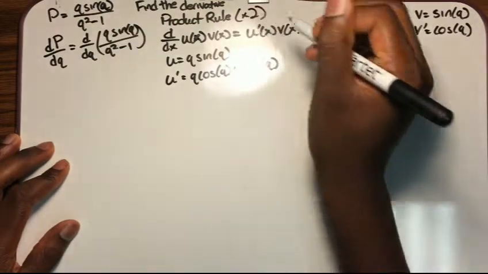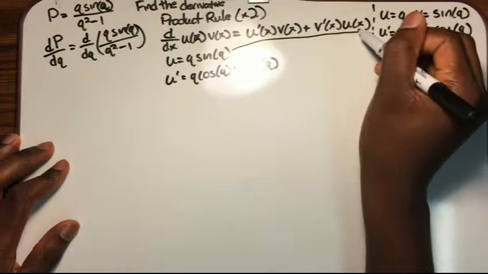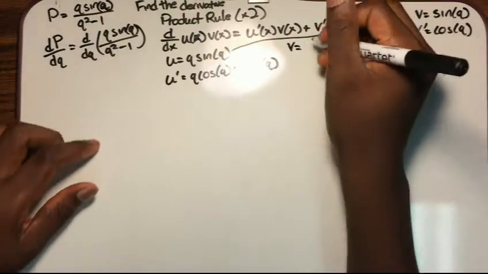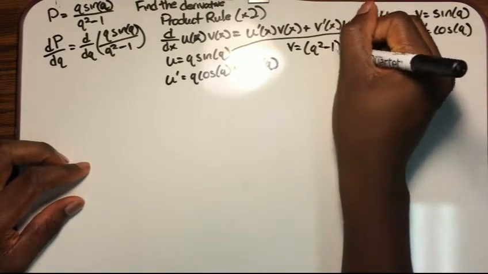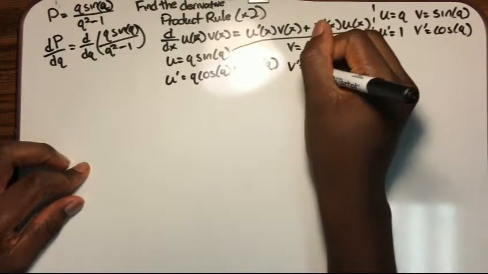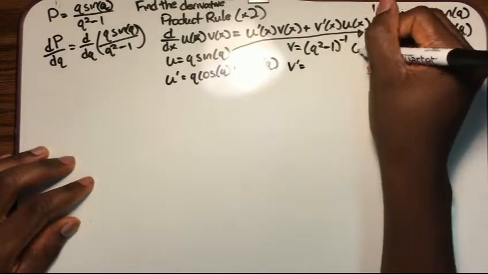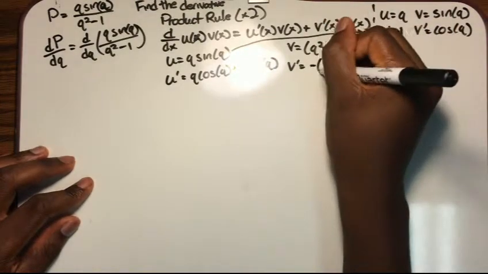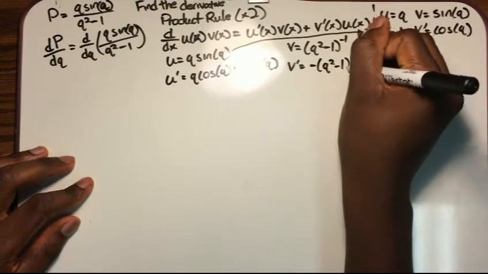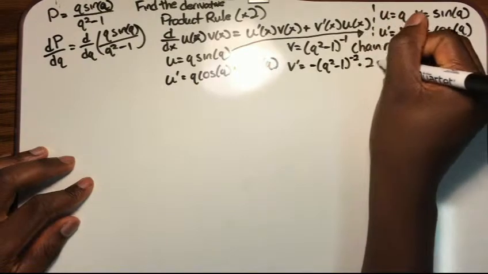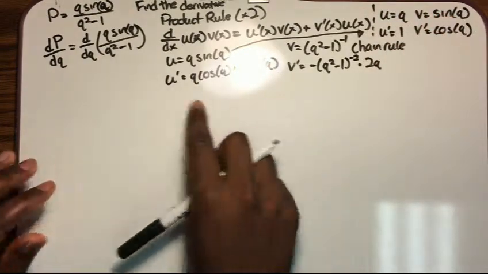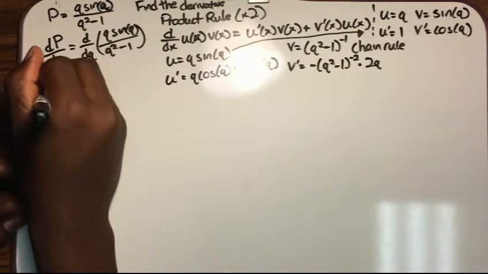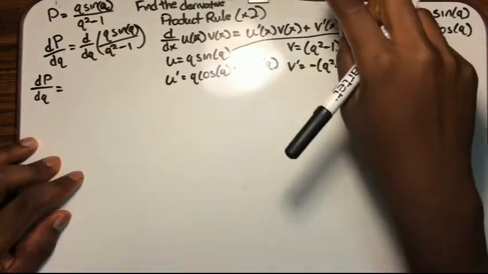So we went from here and we realized that we couldn't just take the derivative of this, we had to use the product rule twice, and took it all the way over here. Used it again to get u prime. Now we can find v, and the v here is q squared minus 1 to the negative 1 power. v prime, thus using the chain rule here, equals negative the quantity q squared minus 1 to the negative 2 power times 2q.